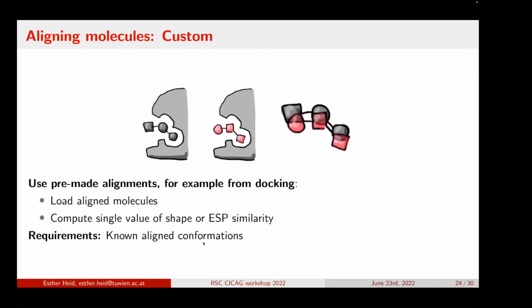And then the next thing that you can do is to just load aligned molecules that you have aligned yourself. For example, you might have a protein with some docked ligands, and you already have your 3D conformation from your PDB files. Well, in that case, you don't need to embed them again and align them again. You can just use them as they are. You will just compute one single value of shape or electrostatic potential similarity, and that's also viable with ESP-Sim.